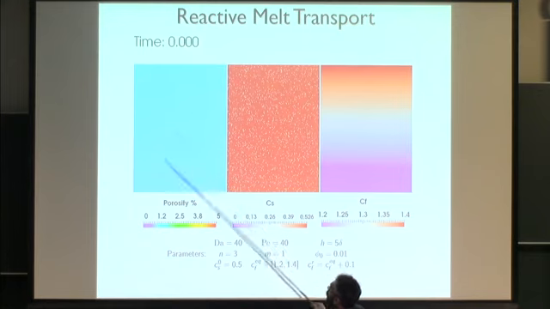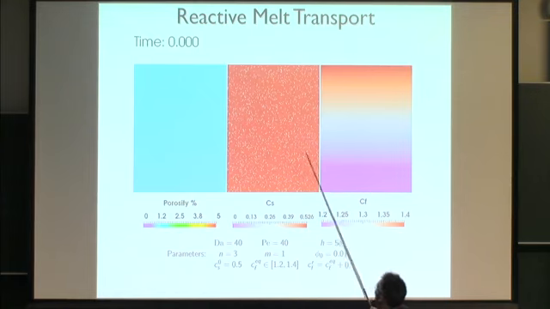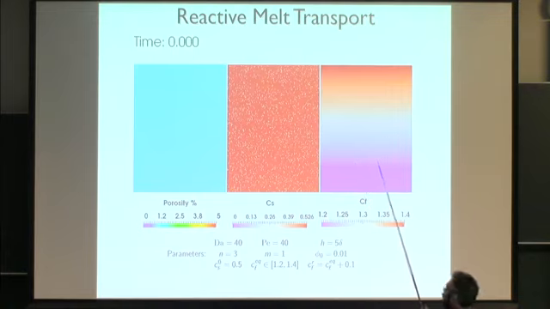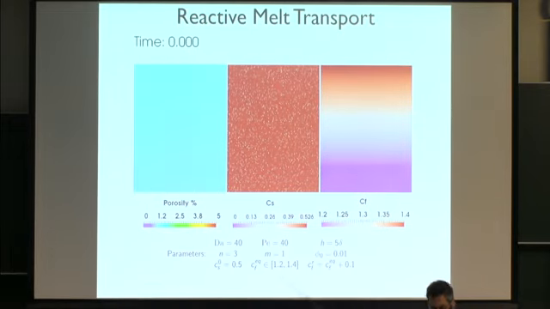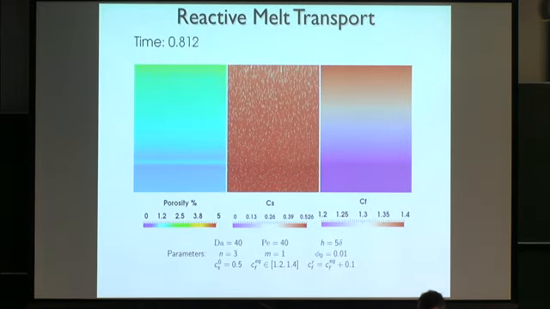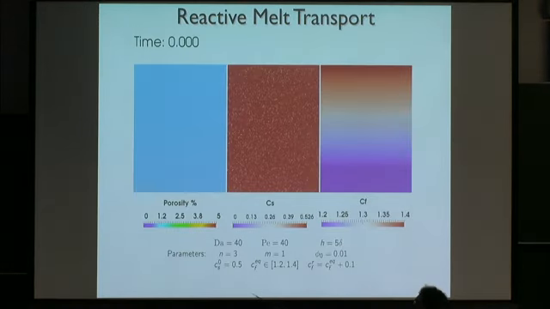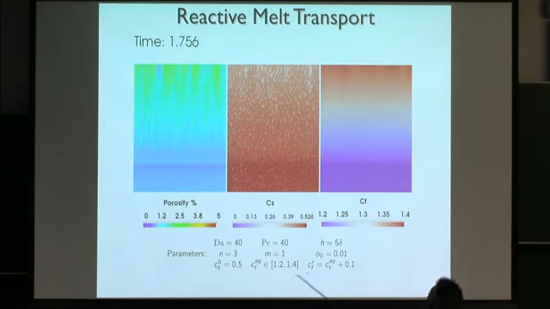It starts off with constant porosity at 1%. This is the solid concentration field. It starts off with a uniform 50% soluble phase plus or minus some white noise. And this is the fluid concentration. All right, one more time.